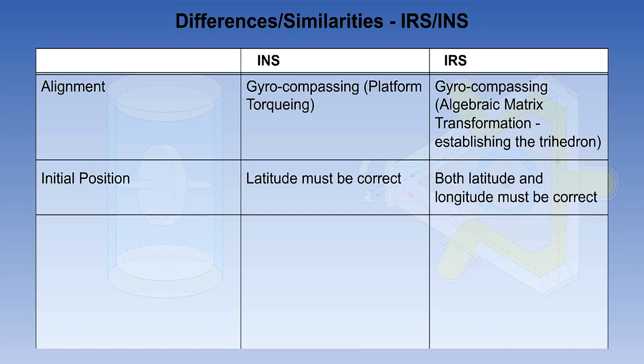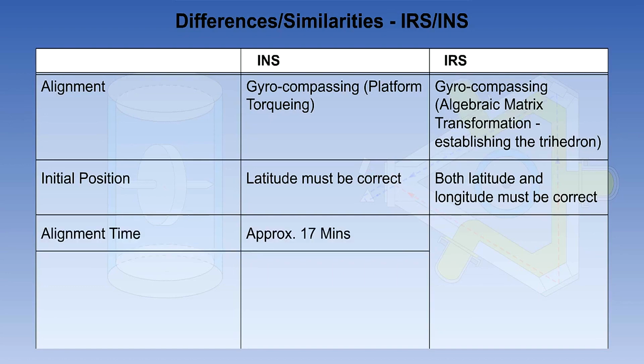By contrast, IRS has a non-volatile memory. It remembers its last position prior to the previous shutdown. If there is any significant difference between that last position and the new position entered by the pilot on startup, either in latitude or longitude, an error message is generated. A correct latitude and longitude are both required for alignment to commence.